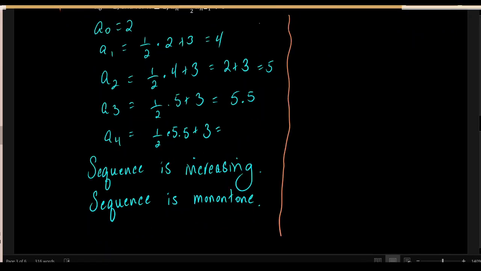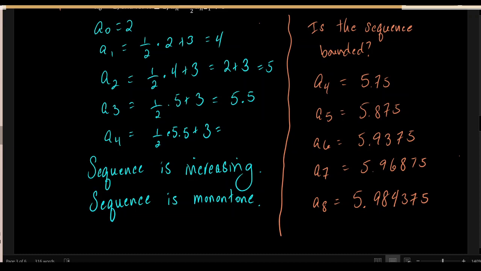So the next thing that I'm going to ask myself is, is this sequence bounded? What I've gone ahead and done is calculated the values of a sub n for n equals 4, 5, 6, 7, and 8, so that we can perhaps begin to see a pattern. And it's looking to me like these terms in the sequence are getting closer and closer to 6, but never quite exceeding 6. Looking at all the terms from a0 up to a8, it also looks to me like this sequence is bounded below. It's never negative, so it's bounded below by 0, but in particular it always seems to be greater than or equal to 2.